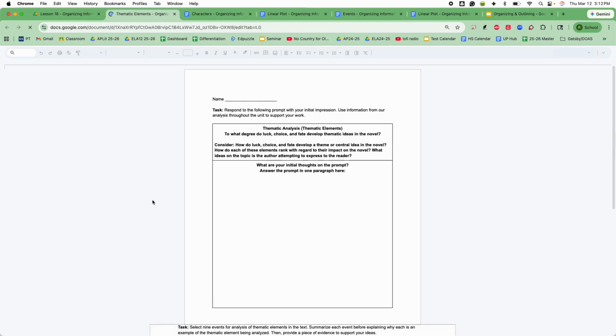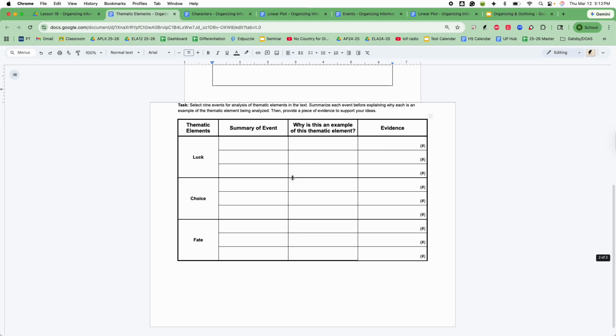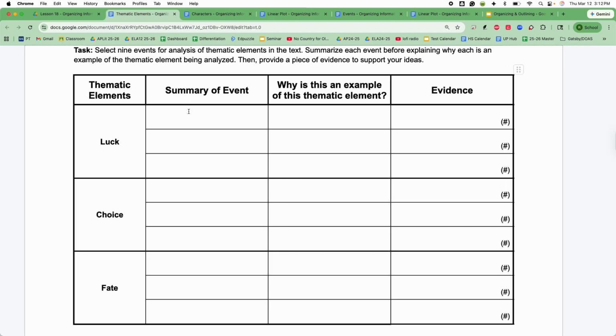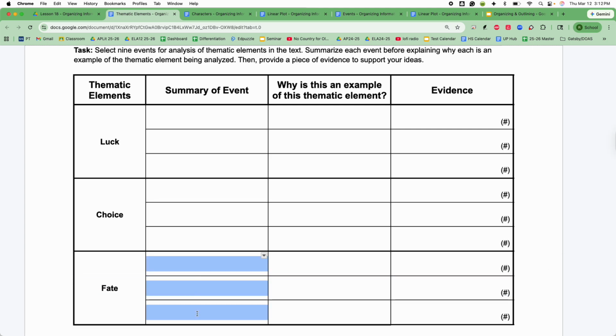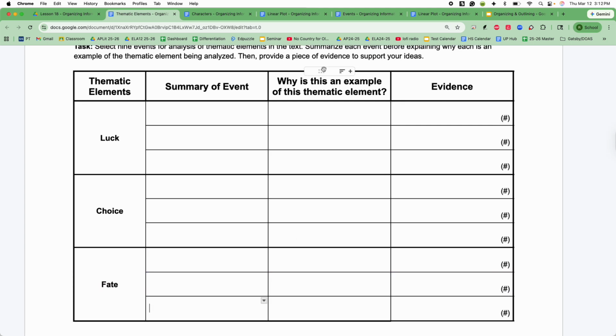The same can be said of thematic elements. If you look at luck, choice, and fate, what are the 3 events that you think are the greatest result of luck? Summarize them here. What are the 3 choice events that are the most important? The 3 fated events that are the most significant? Here. And tell me, why is this an example of that thematic element? And then provide some evidence as well.